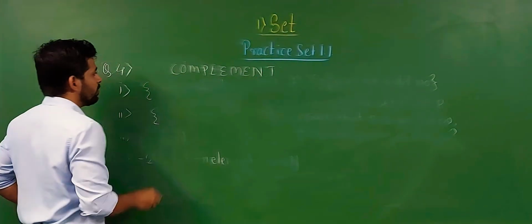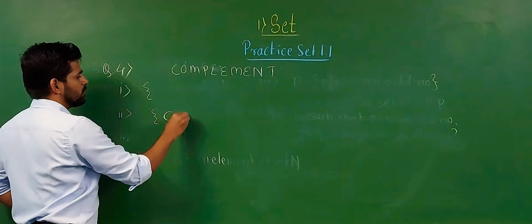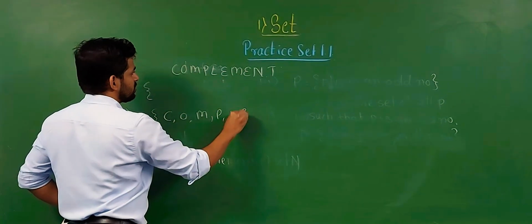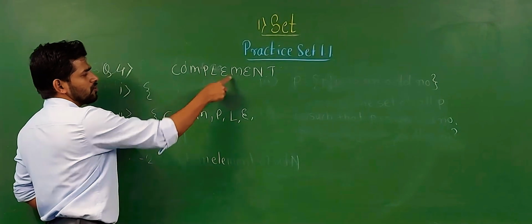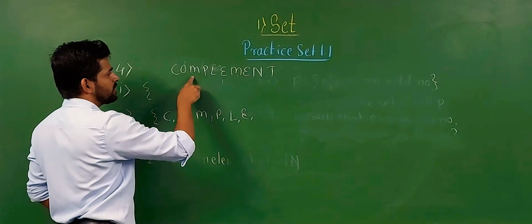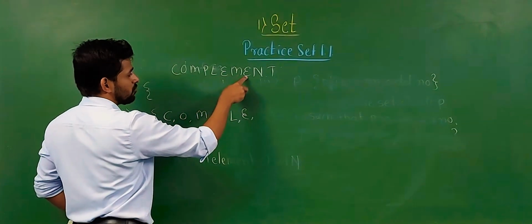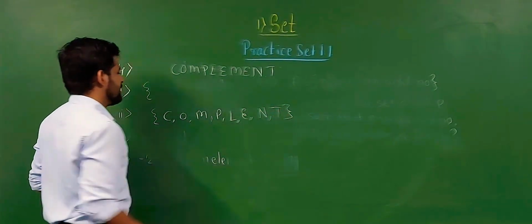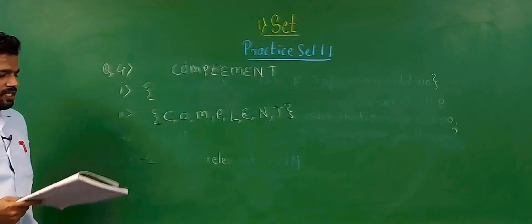Okay, we write the complement. First we write C, then O, M, P, L, E. Now we do not take M because it is already done. M is there, E already done. No, E is already taken, N is not there. That is C, O, M, P, L, E, N, T.